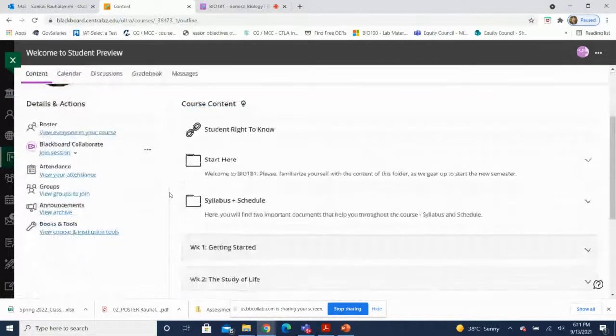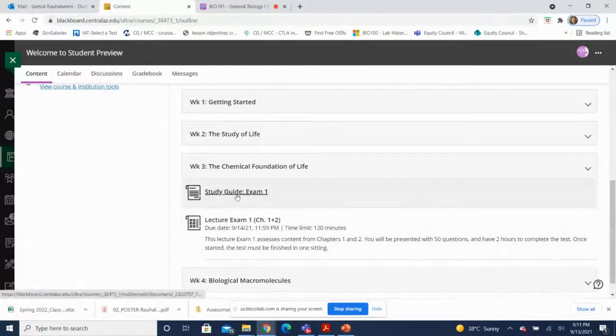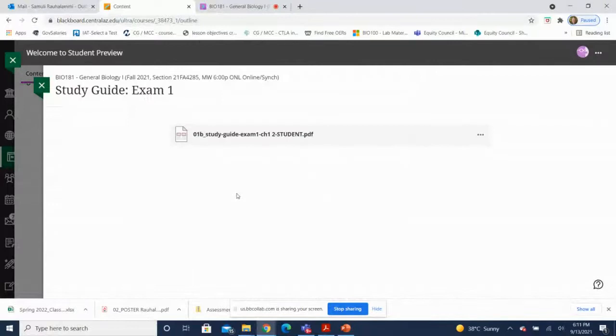When you scroll down the material, you'll see that right before the lecture exam 1, there is a study guide there. This is what we'll use today to work through the material, to revise everything as it relates to the content that's being tested in the exam. So if you haven't had a chance to download that study guide yet, this is a good time to either open it or download it.